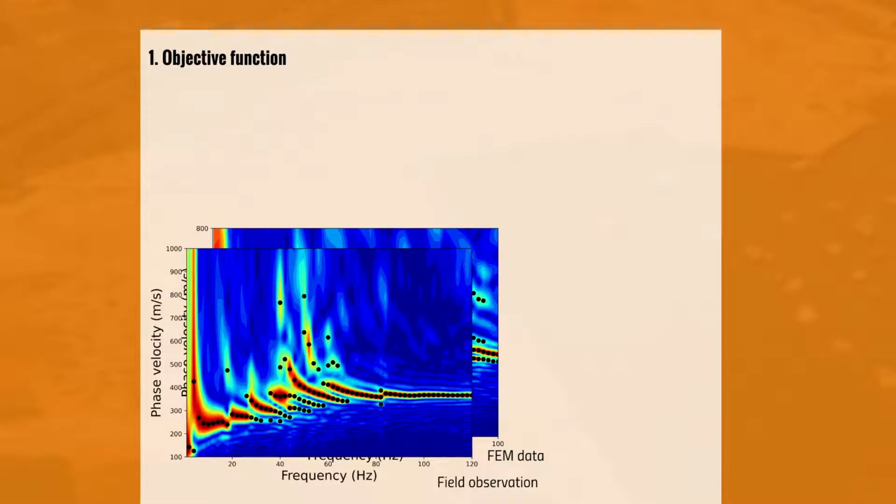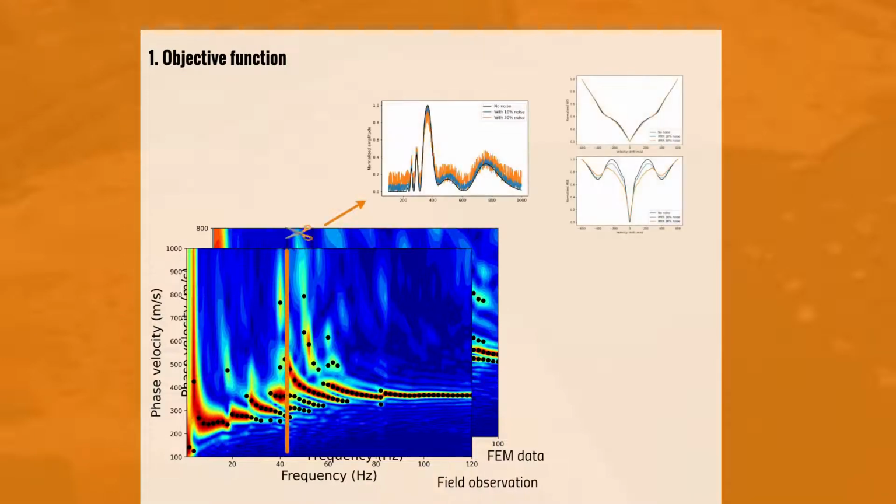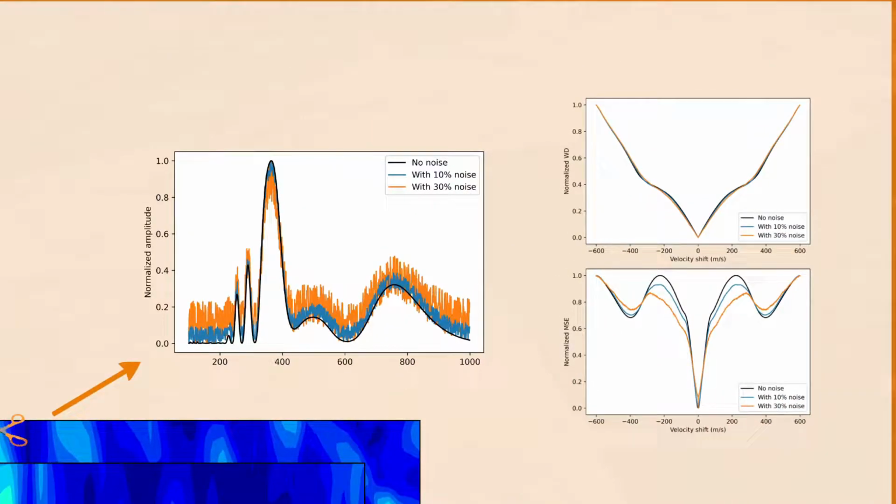How to do this? First, we slice the dispersion spectrum to obtain the phase velocity distribution at each frequency. As shown on the left, we compare the distribution difference between the field and FEM data via the objective function and sum them up along all frequency bandwidths to obtain the final value.